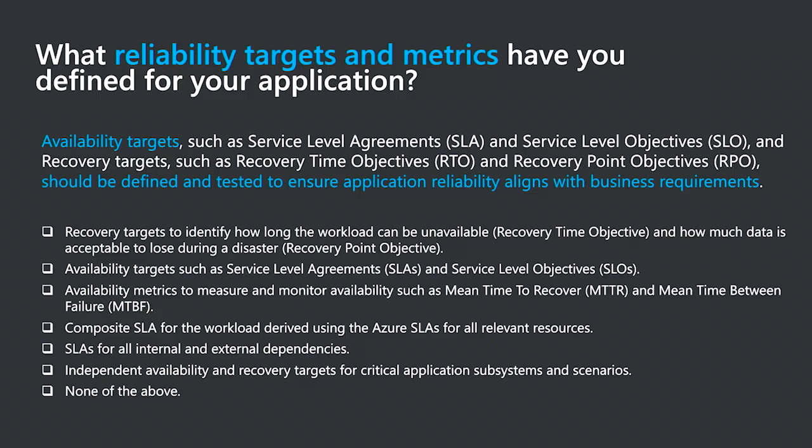Availability targets, such as service level agreements and service level objectives, and recovery targets, such as recovery time objective and recovery point objectives, should be defined and tested to ensure application reliability aligns with business requirements. Now let's get to the question, what reliability targets and metrics have you defined for your application? And here's our first statement. Recovery targets to identify how long the workload can be unavailable, recovery time objective, and how much data is acceptable to lose during a disaster recovery.